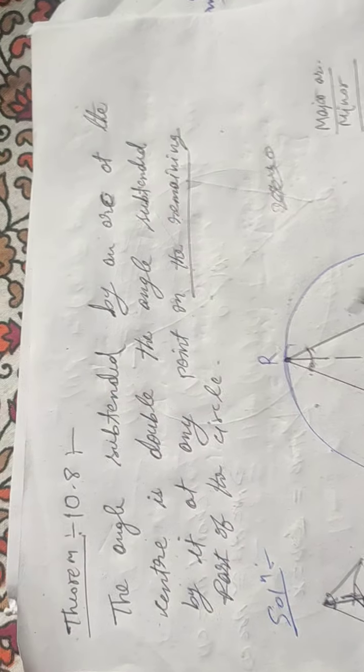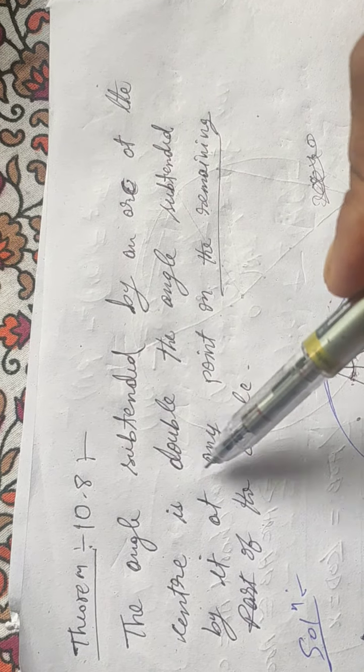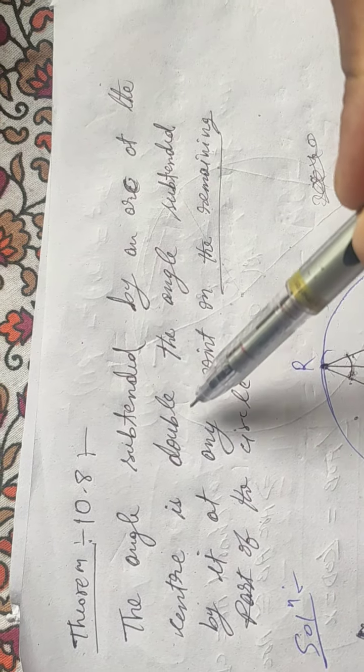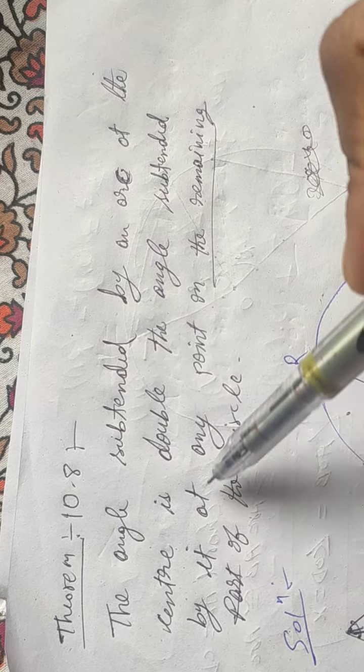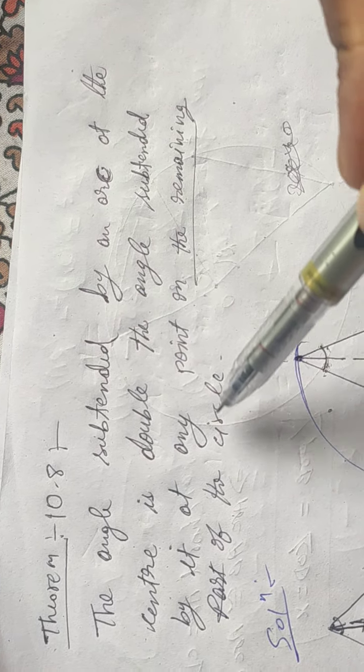Clear? Now, double means equal to twice. It is double the angle subtended by it at any point on the remaining part of the circle.